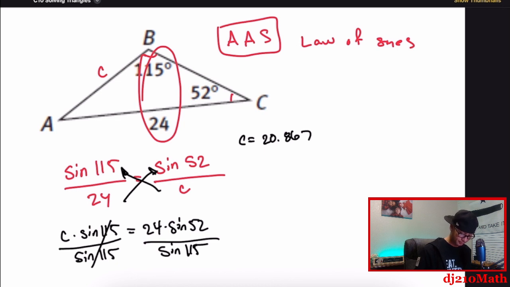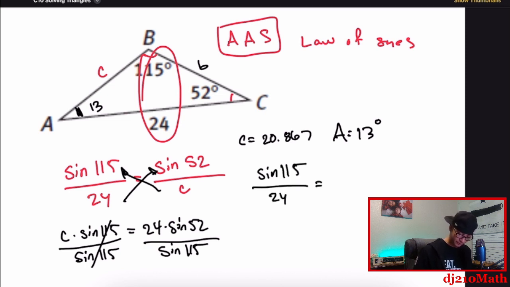For little b, we're going to need an angle. So we need to figure out what angle A is. So 115 plus 52, and we're going to subtract that from 180. We get 13. So A, big A, is equal to 13 degrees. Okay, using sine of 115 again over 24. We're going to set that equal, so this time we're going to do 13 and b. So sine of 13 over little b.